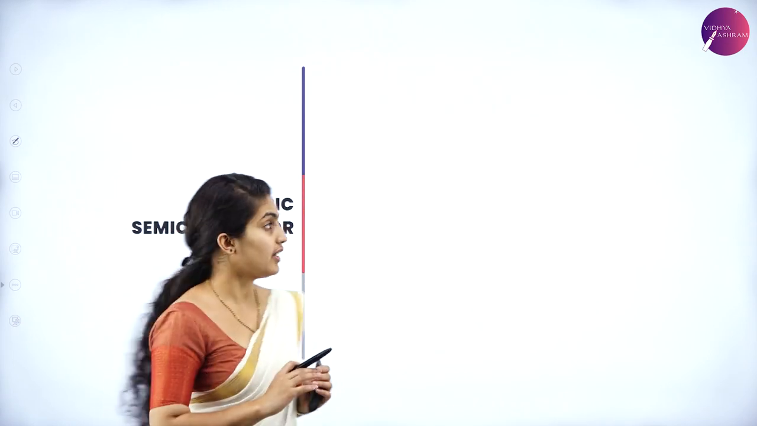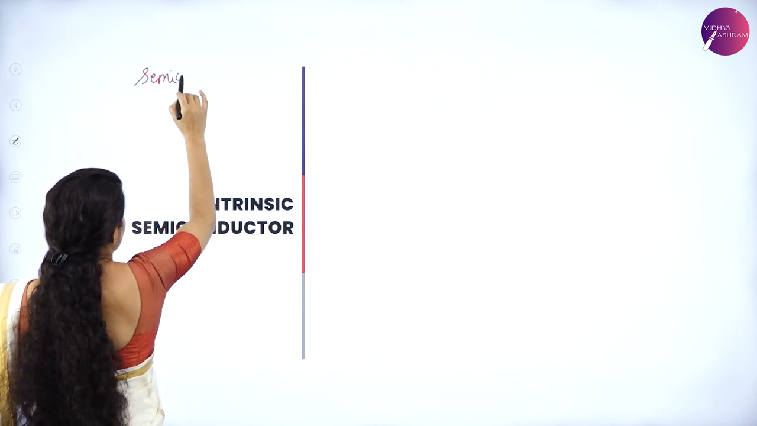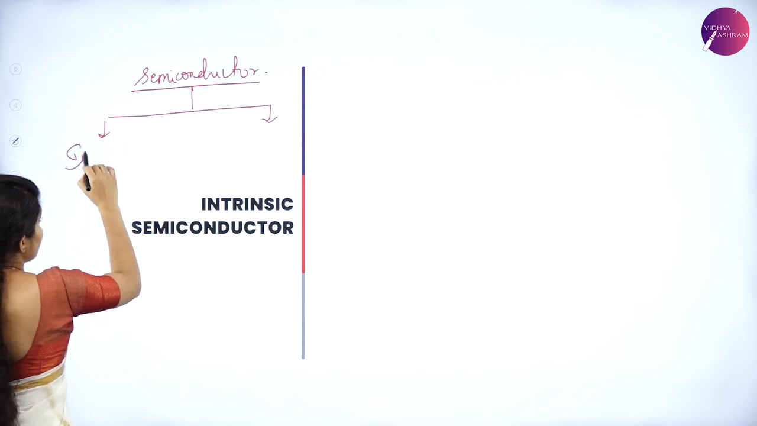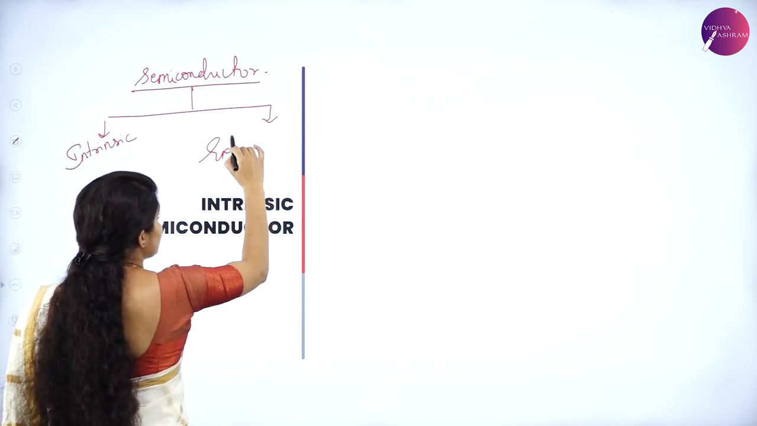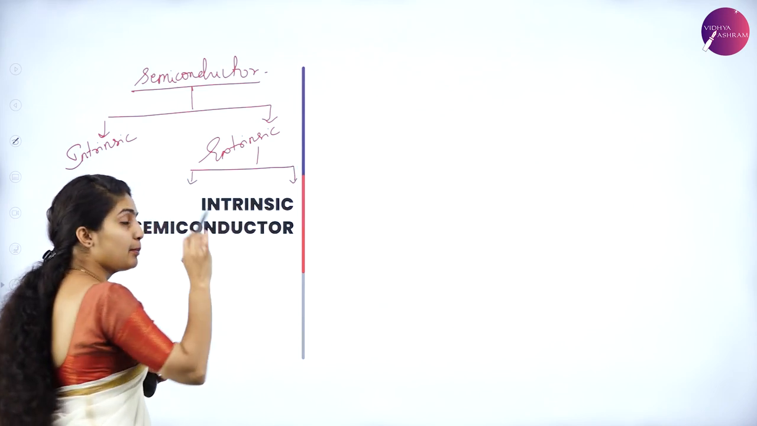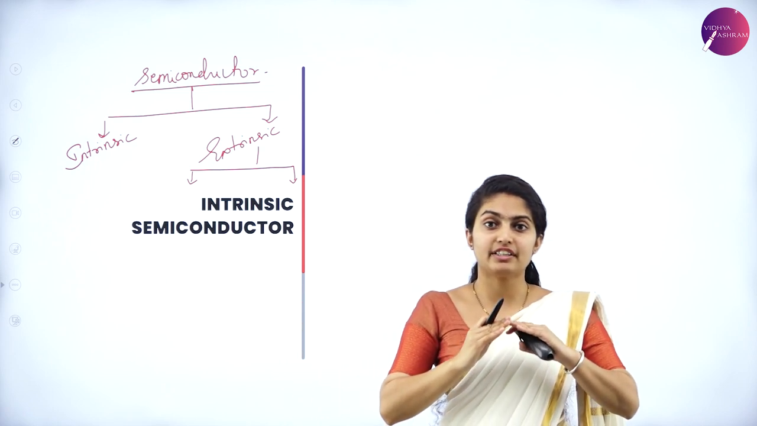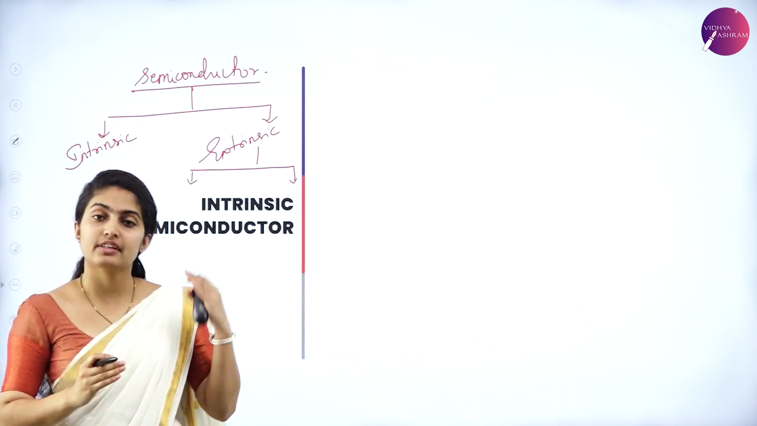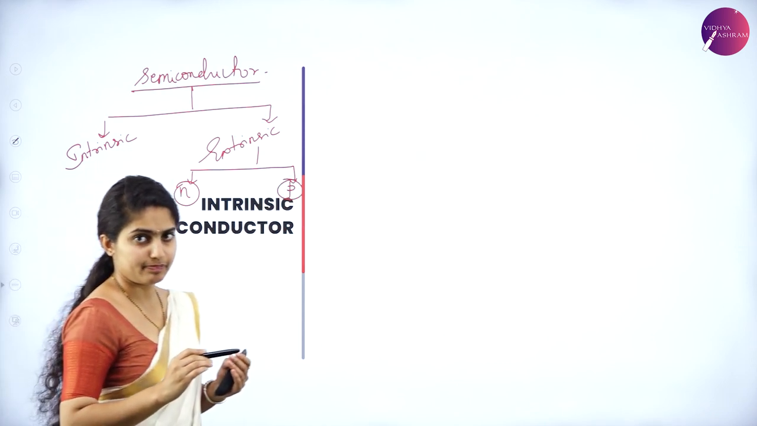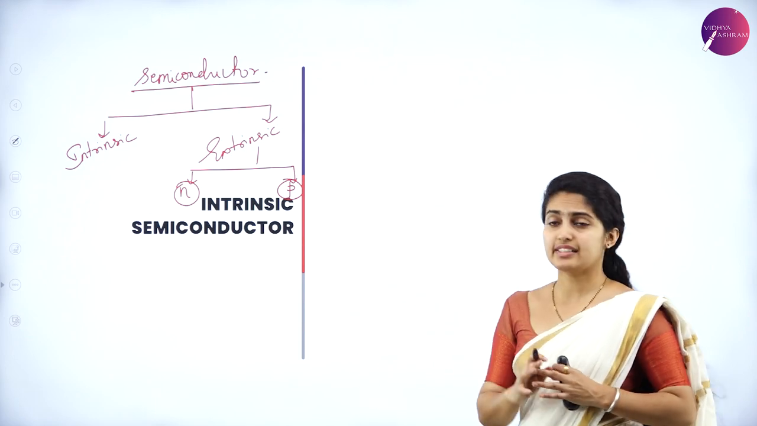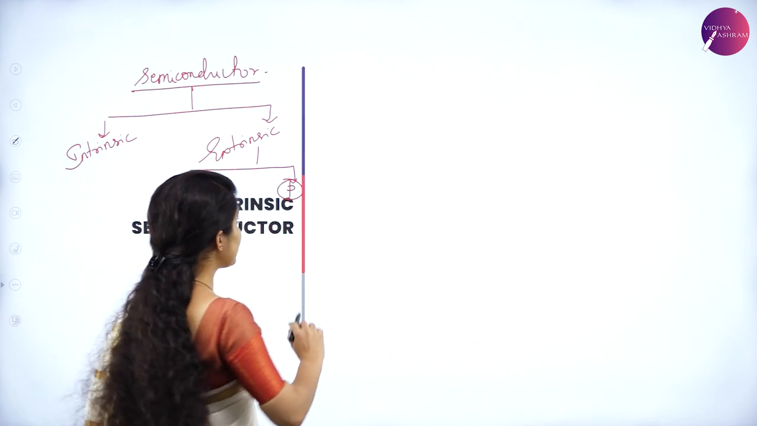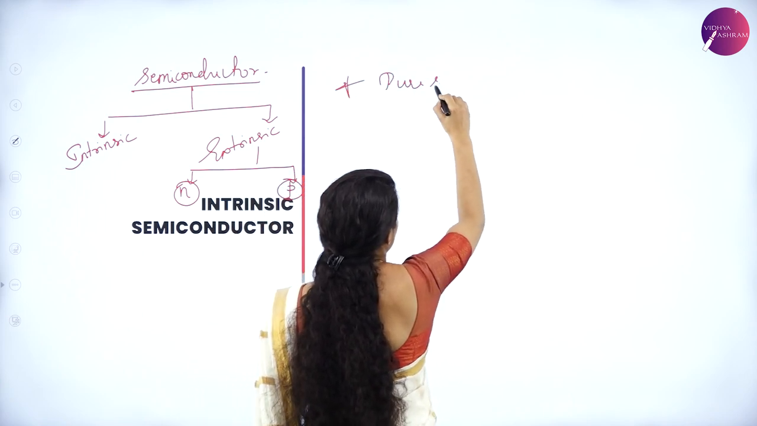Coming to semiconductors, how are they differentiated? Semiconductors have two types: one is intrinsic semiconductors, another is extrinsic semiconductors. Furthermore, extrinsic semiconductors are divided into two types: one is n-type semiconductors, another is p-type semiconductors. First of all, getting into the intrinsic semiconductor. In the case of intrinsic semiconductors, that is very easy, nothing to break your head over. Intrinsic semiconductors are called pure semiconductors.